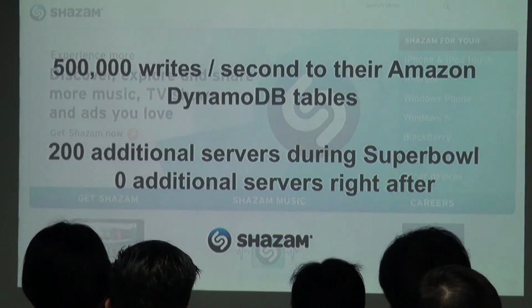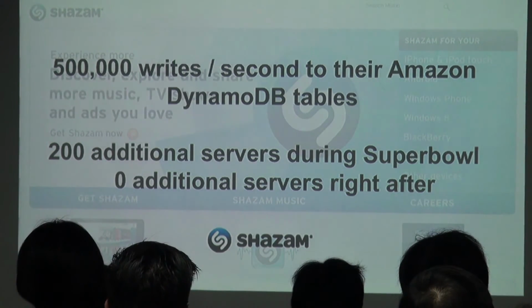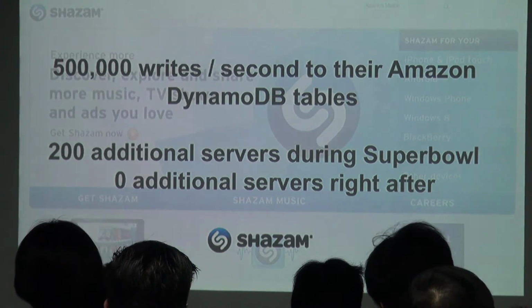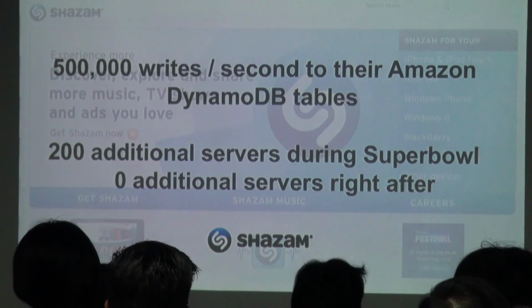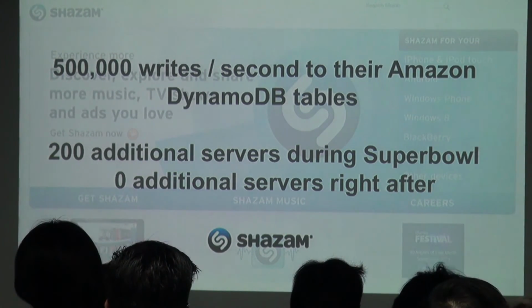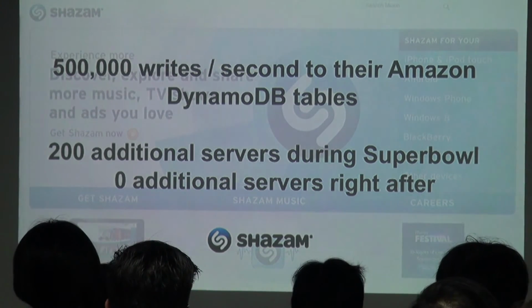Another interesting element is the Super Bowl, a big event, a football event in the US. And during the Super Bowl, a lot of people are apparently using Shazam to understand which music is currently being played. Shazam is using their own fingerprinting algorithm, and for that they use virtual servers on our platform. During the Super Bowl, they need 200 additional servers just to power that fingerprinting service.